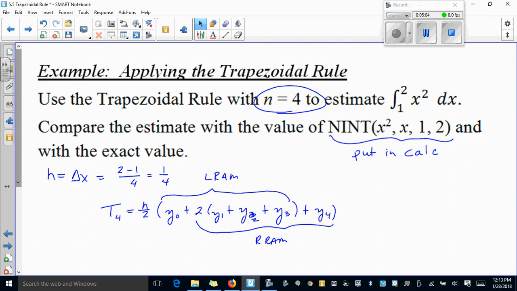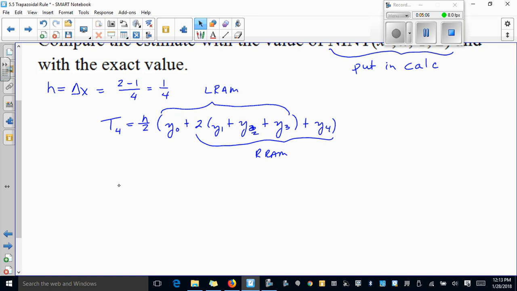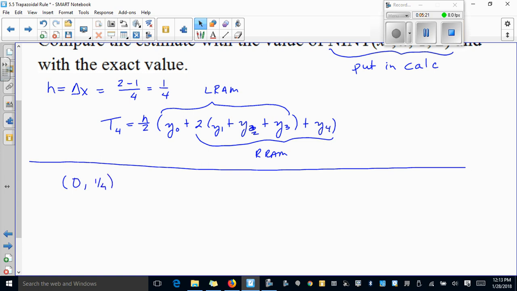So let's go through this one here. If I'm starting at 0, going to 2, then my intervals would be, and I said 1/4, so 0 to 1/4, and 1/4 plus 1/4 is going to give me 1/2, and 1/2 plus 1/4 will give me 3/4.